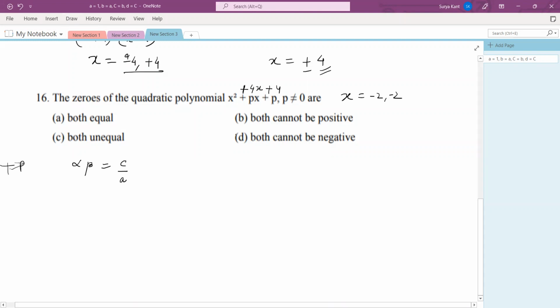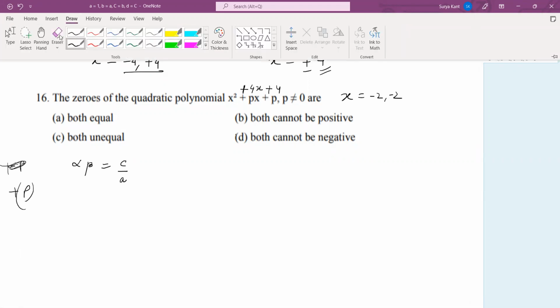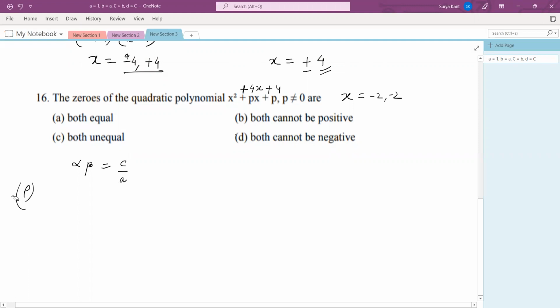So plus is there when p can be negative also. It's already plus only. It may be minus also, right? No, no, sir. Let's take it equals c by a, then p by a, p by 1.